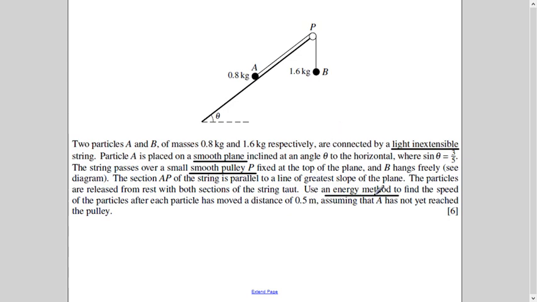So we are using the energy method to find the speed of the particle after each particle has covered a distance of 0.5 meter, assuming that A has not yet reached the pulley. So when we release it, this particle will go up and this particle will go down. Now, energy method means we are talking about kinetic energy and potential energy. In detail, if you want to study the energy method or work, power, energy topic, you can visit my blog site or my website and you will find it very user friendly. You can study the whole chapter over there.